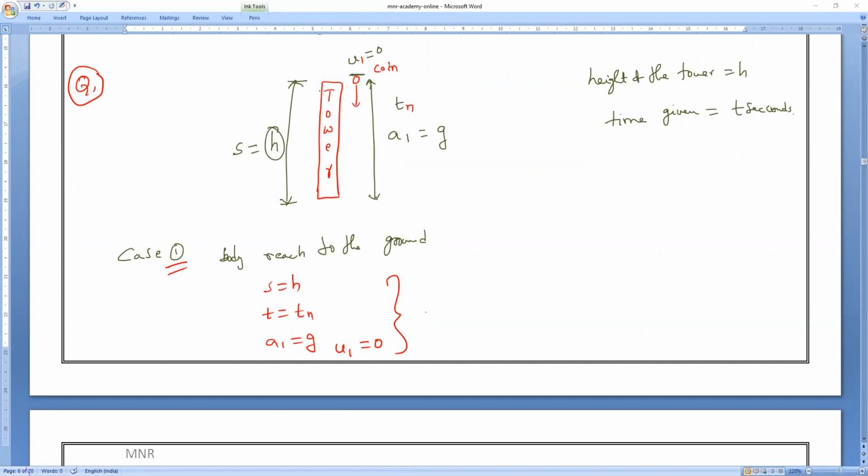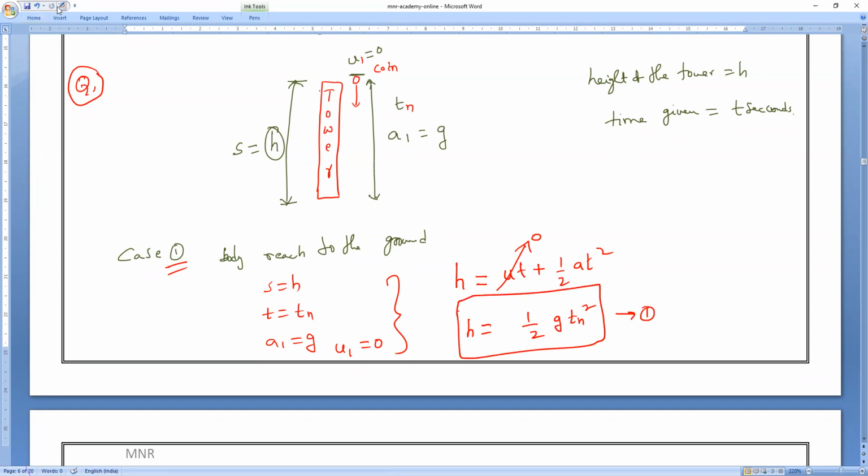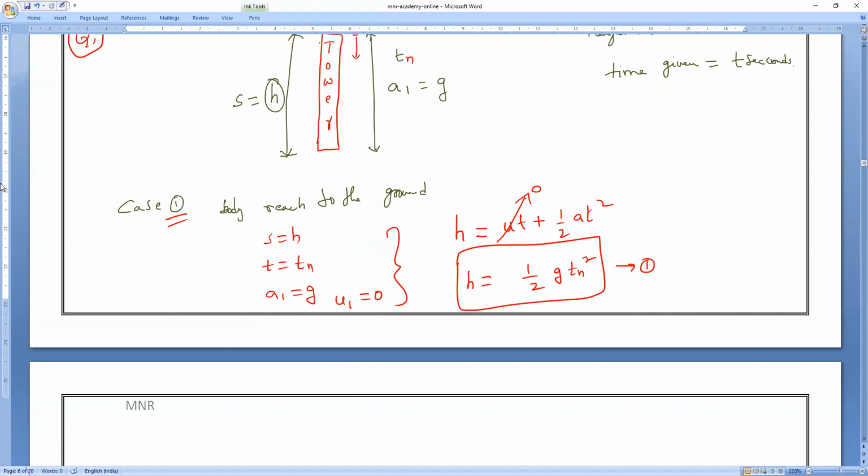The equations of motion. If the body is freely falling, we want to find the height, so H is equal to what? H is equal to ut plus half a t squared. Already the initial velocity is 0, so you should not use the ut term again. That is the shortcut. Initial velocity is 0, so that term is gone. So H is equal to half g T squared. Am I right or wrong? That is the first thing. Clear? Anybody having any problem?